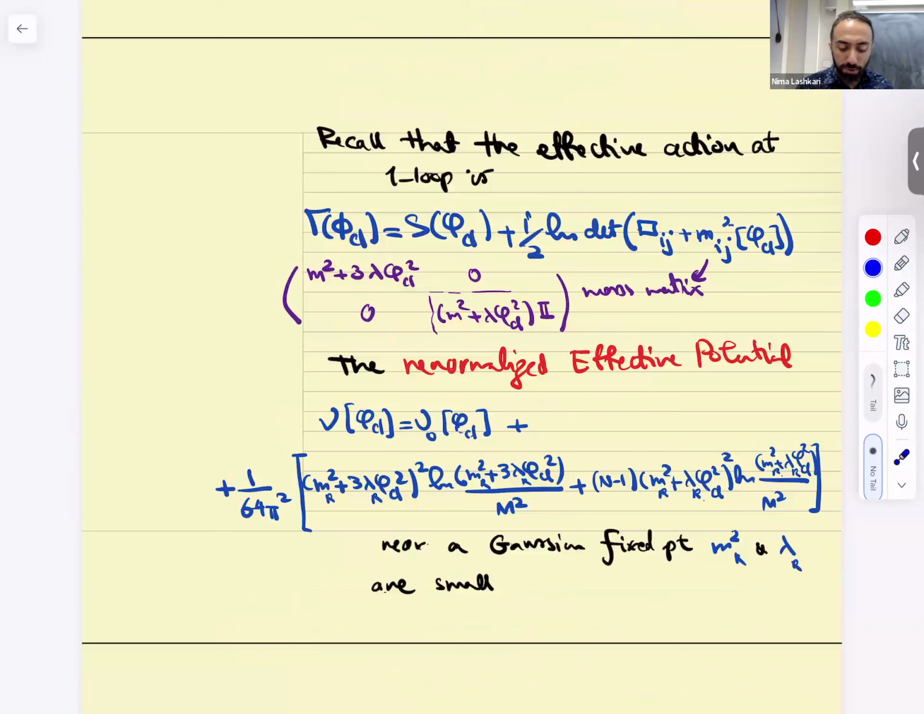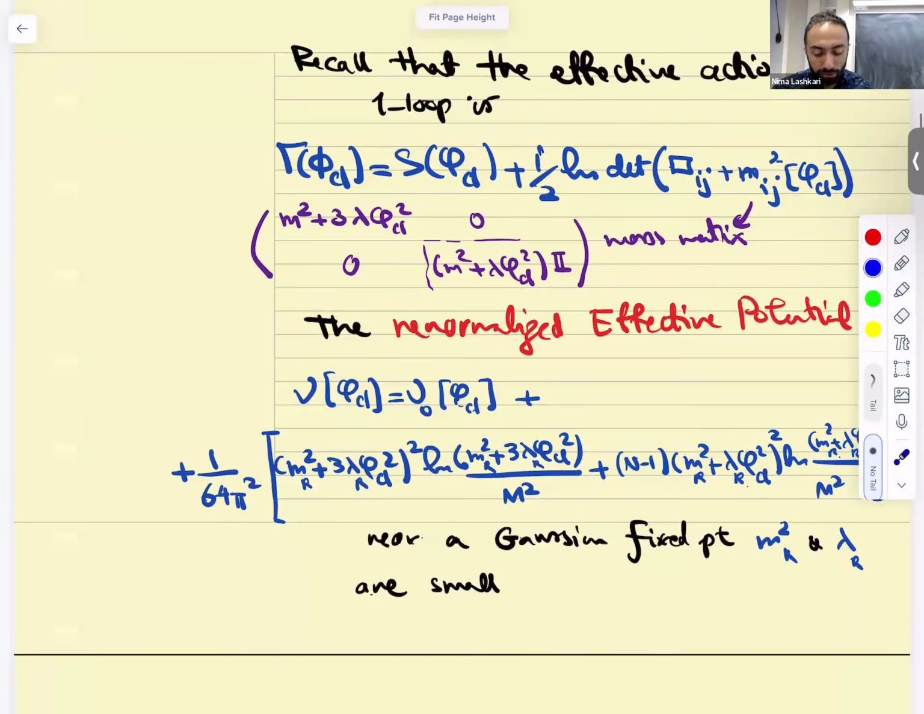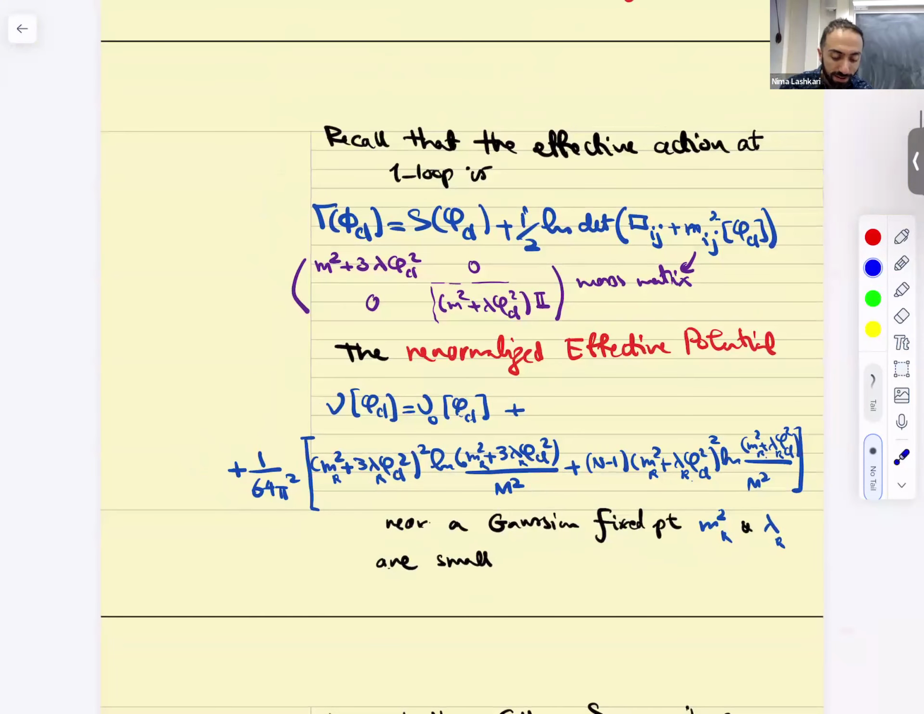The renormalized effective potential is going to have this piece that's just a function of the background classical value plus this. We went through the renormalization of this, or at least I told you how it works. Now, this has been evaluated at one loop, in a one-loop expansion. To trust this calculation, you want to make sure that m_r squared and lambda_r are small.